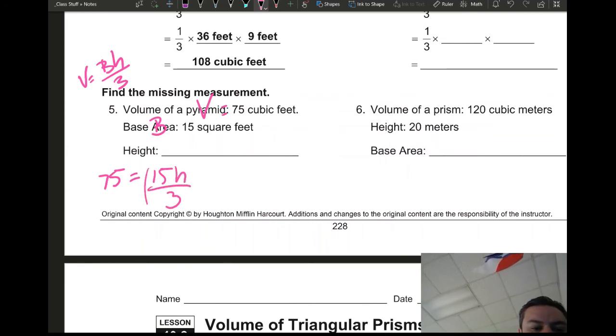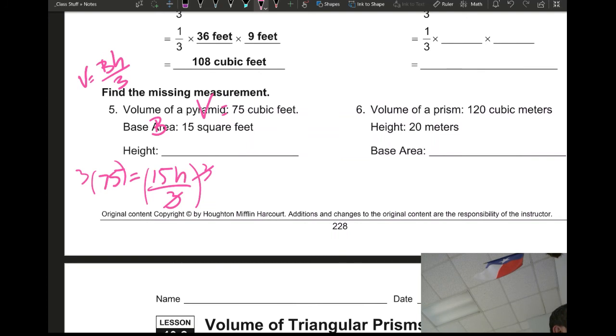Again, multiply by 3, multiply by 3. This cancels out. 75 times 3 is 225. So you're left with 225 equals 15H. Last step is to divide by 15. When you do that, 225 divided by 15 is going to be 15. So the height is 15 feet.